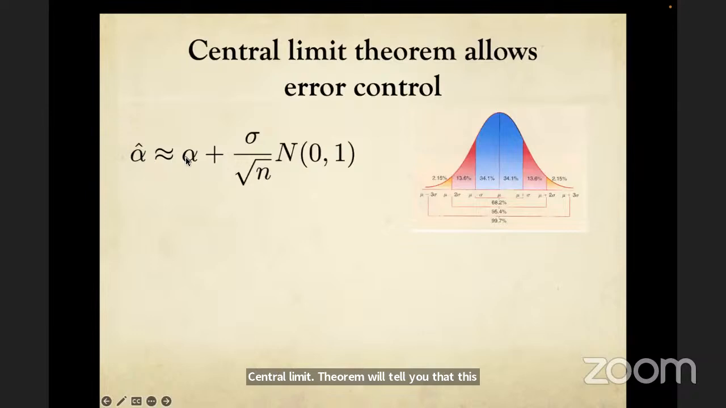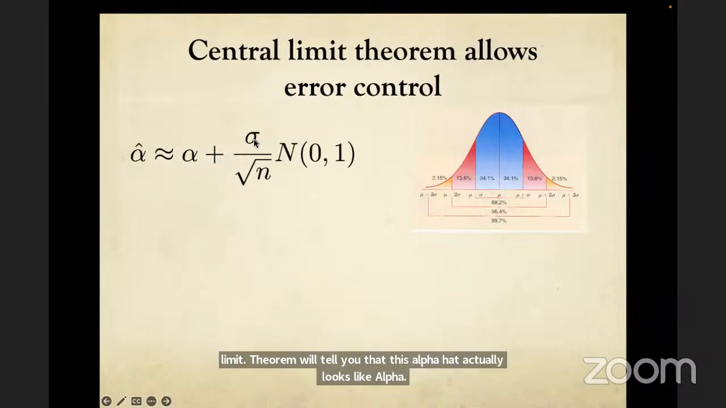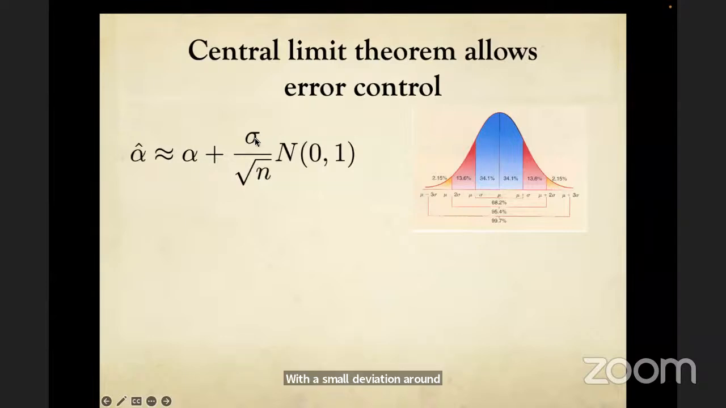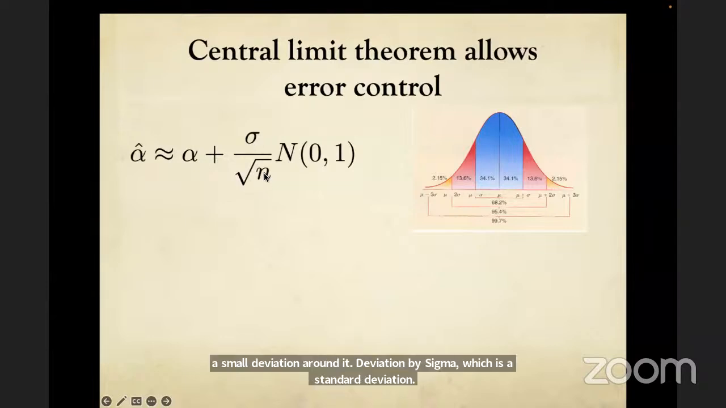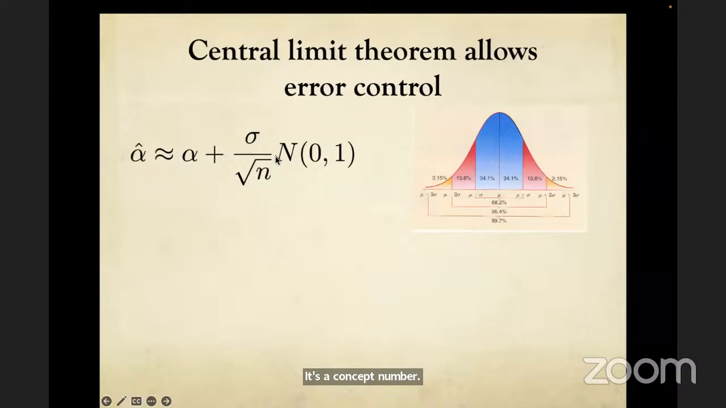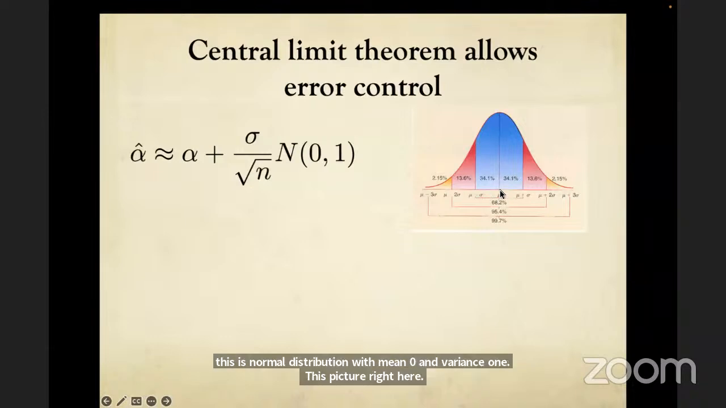All right, once we've done this, the central limit theorem will tell you that this alpha hat actually looks like alpha with a small deviation around it. The deviation is given by sigma, which is the standard deviation, a constant number, upon square root of n, where n is the number of samples. So this is becoming smaller and smaller. And this is a normal distribution with mean 0 and variance 1. This picture right here: this mu here is 0 and sigma is 1.